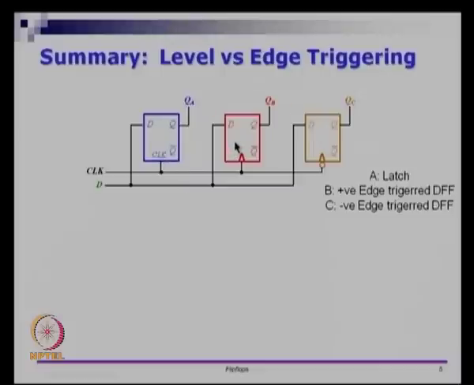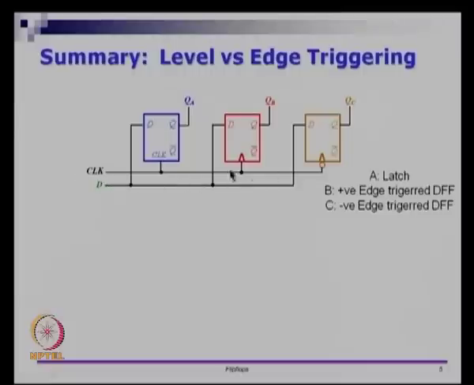In the middle is the red one, which is actually a positive edge triggered D flip flop. This flip flop will capture D whenever the clock signal goes from 0 to 1, otherwise it will ignore the changes in D, it will keep the values of Q. And this brown one is the negative edge triggered D flip flop. So you have 3 logical elements, all are memory elements. This is a latch, this is a positive edge triggered flip flop, this is a negative edge triggered flip flop.